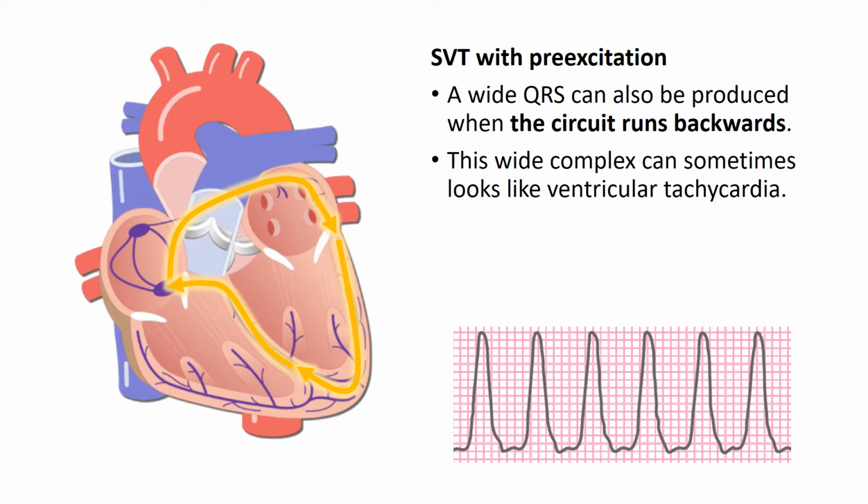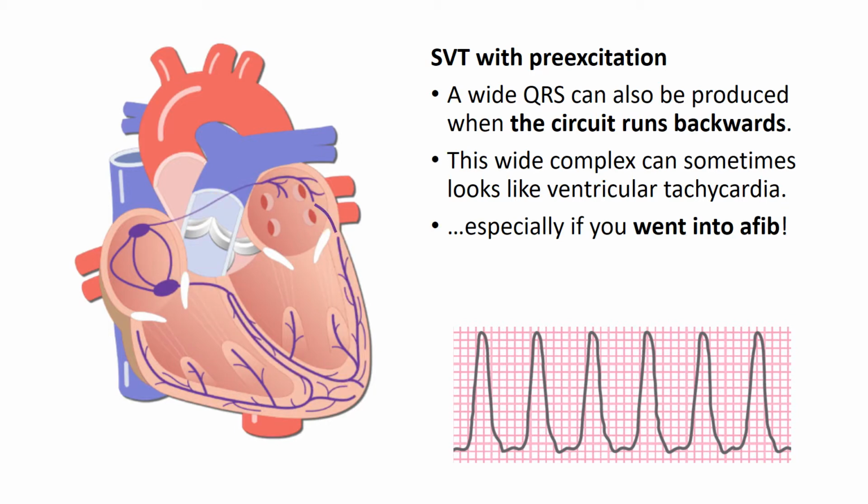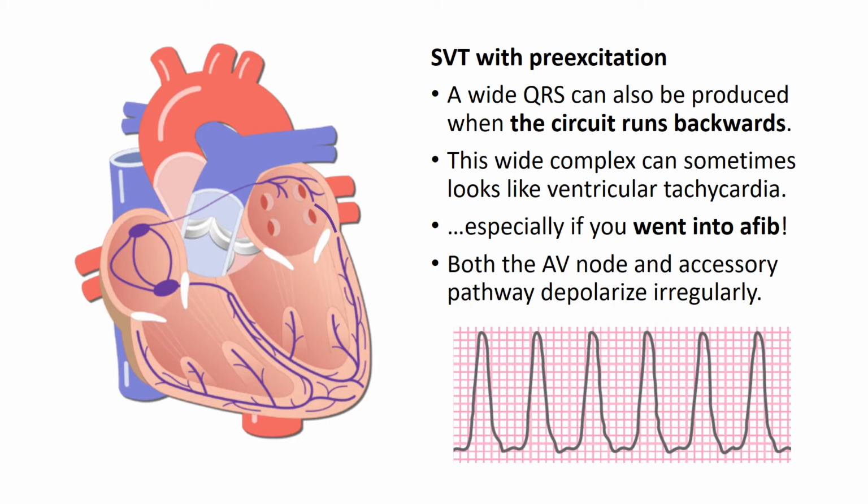The significance of this is that that wide complex that gets produced can sometimes look like V-tach, and sometimes they're hard to tell apart, especially if you were to go into atrial fibrillation. So if you go into AFib, both the AV node and the accessory pathway are going to be picking up some of these random foci that pop up.